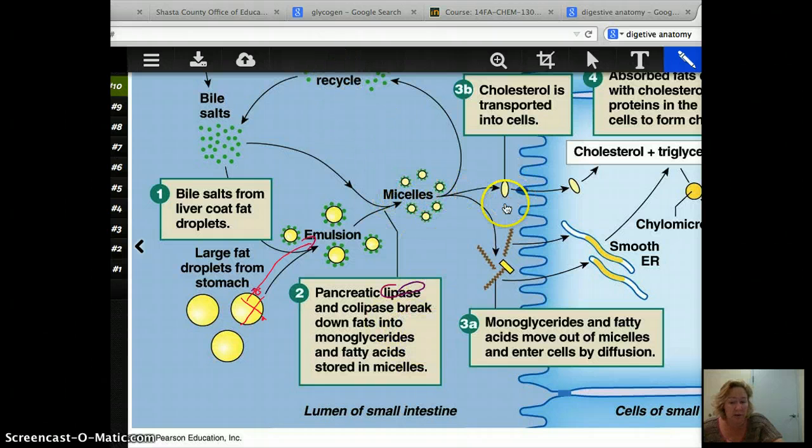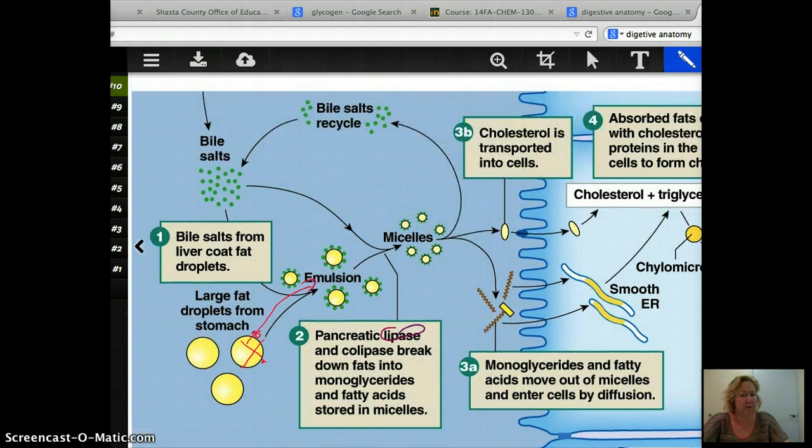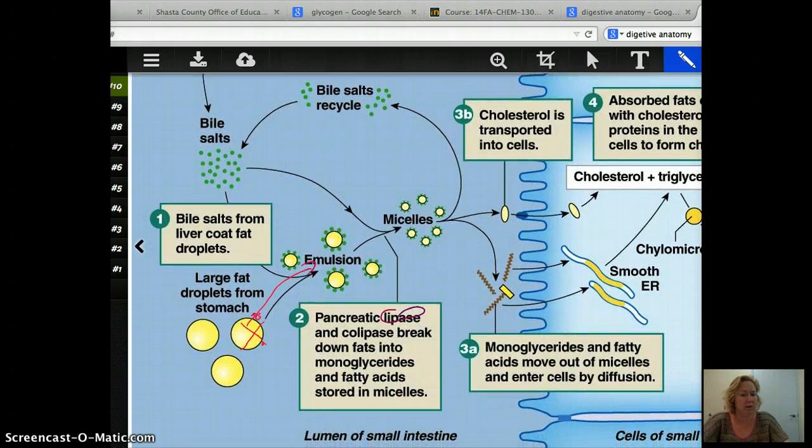The other ones, they want to go into the cell. They want to get into the bloodstream. Okay, so how are we going to do that? Well, the first thing we're going to do is move this up so we can see it a little bit better. Okay, now I can see it.